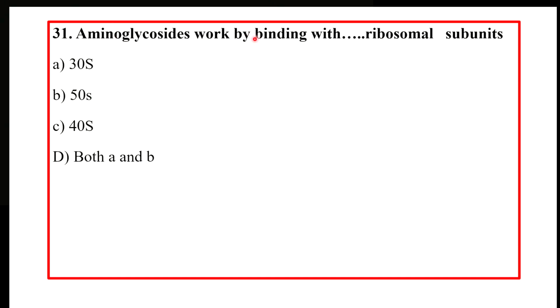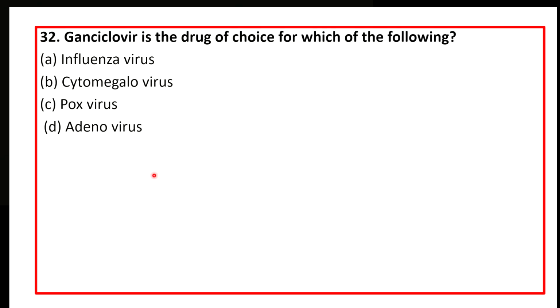Now, aminoglycosides work by binding with dash ribosomal units. So 30S, 50S, 40S, both A and B. As you know, 30S, 50S, 40S, I don't think you have heard about 40S. Maybe you heard about 70S, but yes, option D is the correct option, 30S and 50S. Aminoglycosides bind to both ribosomal subunits, that is 30S and 50S. So answer D is the correct option.